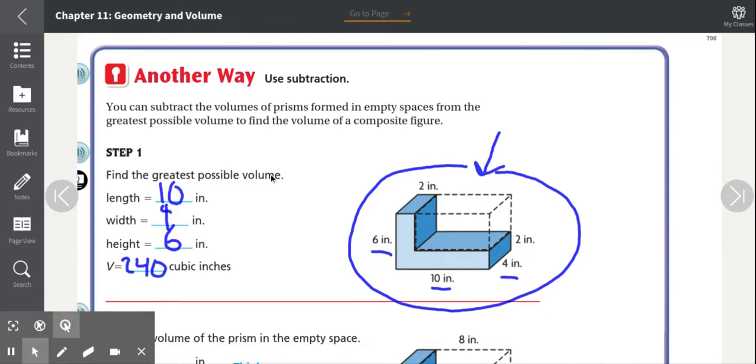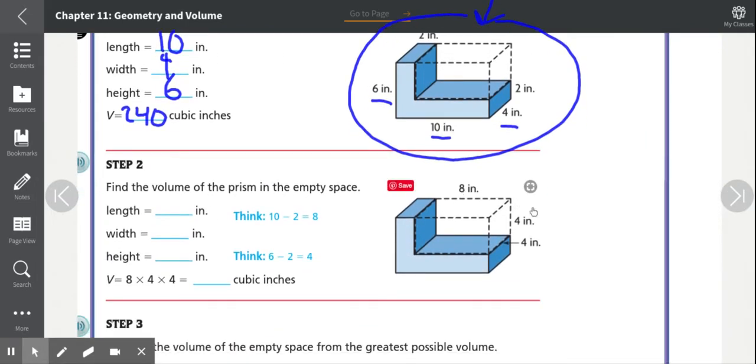The next step, if we're using subtraction, is to find the volume of the prism in the empty space. If we're finding the volume of the prism in the empty space, that means that we're finding the volume of this prism that is dotted. This is the imaginary prism that we're going to find the volume of right now.